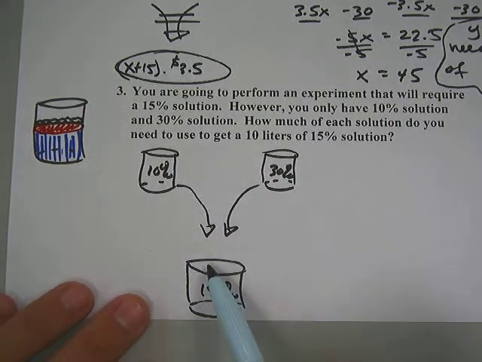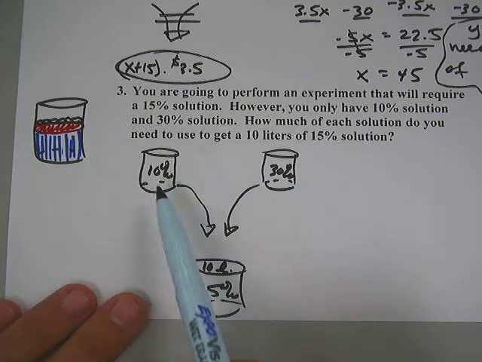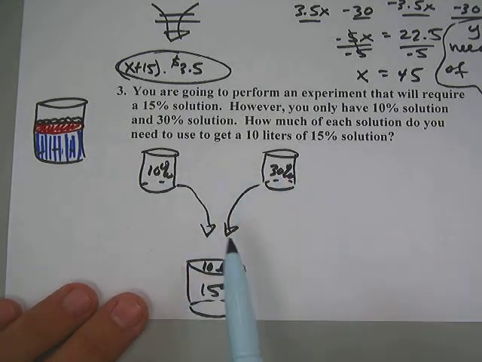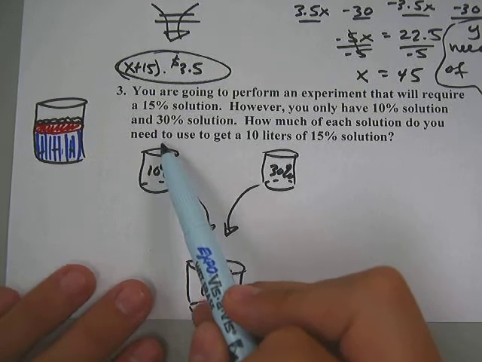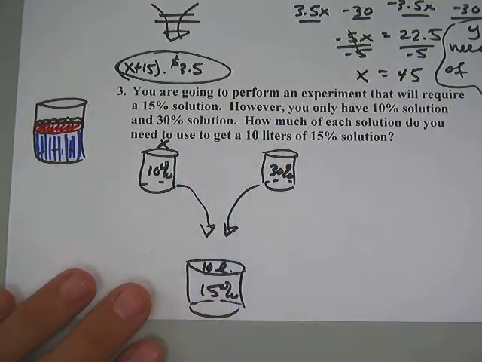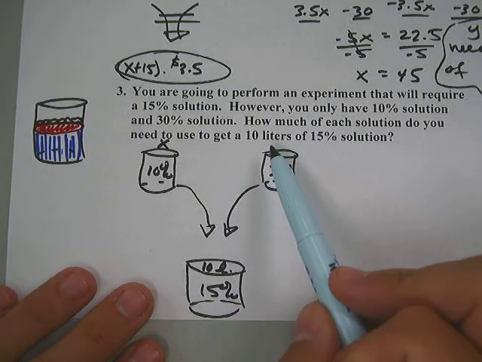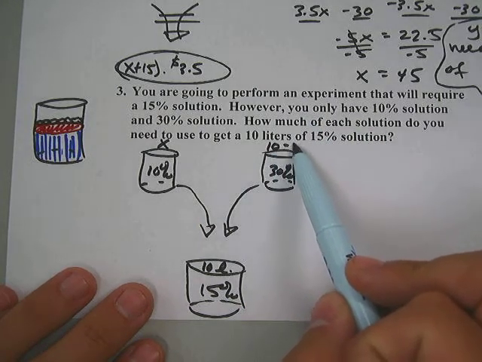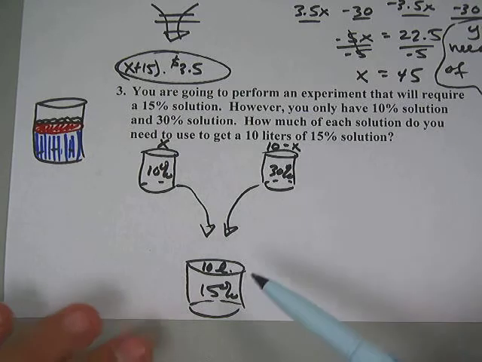So let's get some other information. It says you only have a 10% solution and a 30%. How much of each solution do you need to get a 10-liter solution of 15%? So I need this down here to be 10 liters. But I don't know how much of these. So what I'm going to do is this. I'm going to call this x.